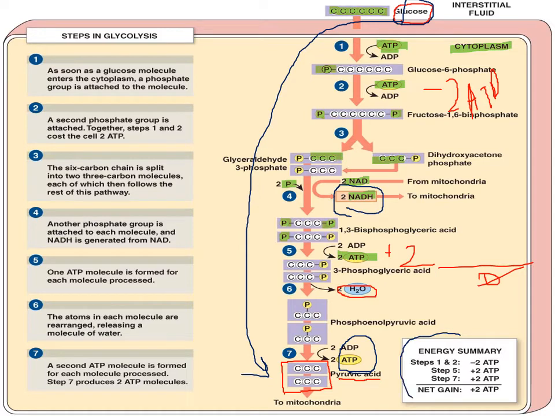So our summary down here, steps 1 and 2 utilize 2 ATP. Step 5 creates 2 ATP. Step 7 creates 2 ATP. So our net gain is 2 ATP out of glycolysis. And then we also have those 2 NADH.